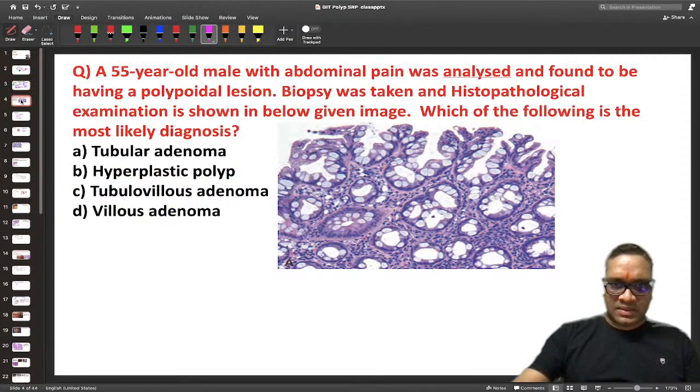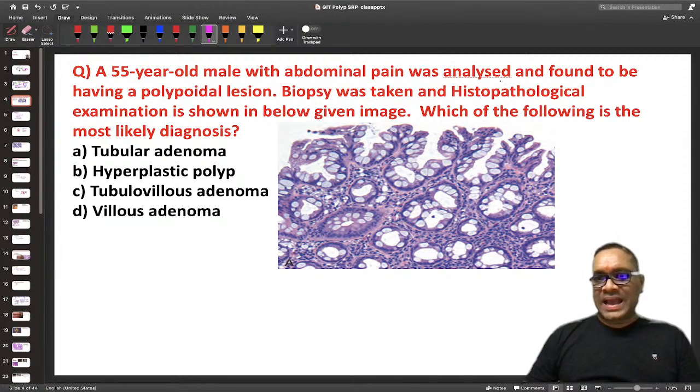So let's start question number 1. A 55-year-old male with abdominal pain was analyzed and found to have a polypoidal lesion. A biopsy was taken and the histopathological examination is given below in this image. Which of the following is the most likely diagnosis? So what is the most likely diagnosis? Now I will be waiting for your answer.